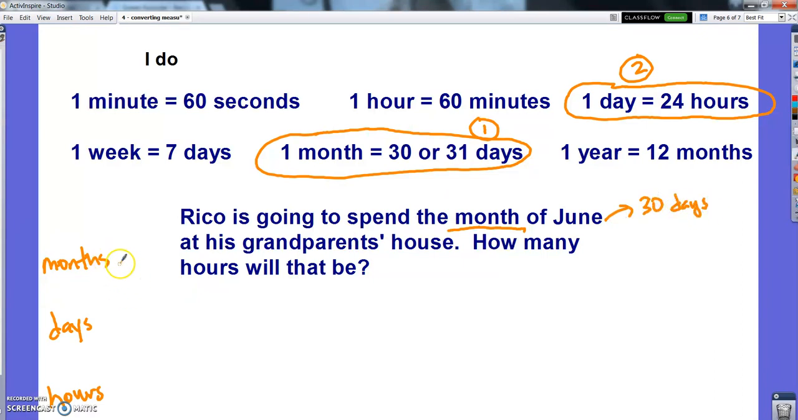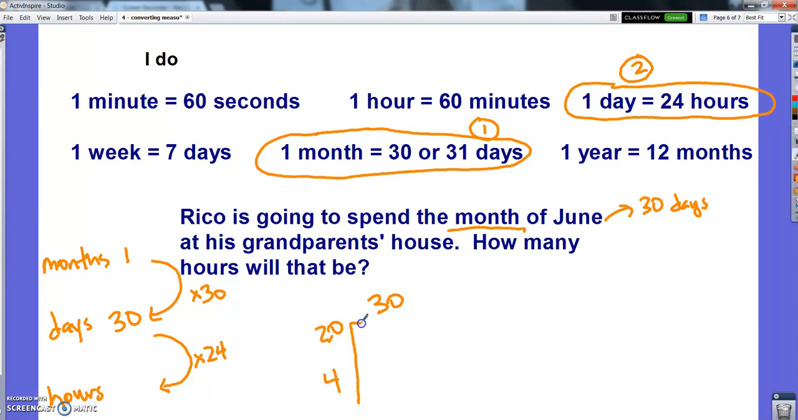So he's going to spend 1 month, right? Just the month of June. And I'm going to multiply that by 30 days. So he's going to spend 30 days at his grandparents' house. And then there are 24 hours in a day. So I'm going to take those 30 days and multiply them by 24 hours.